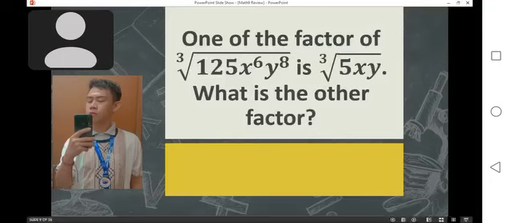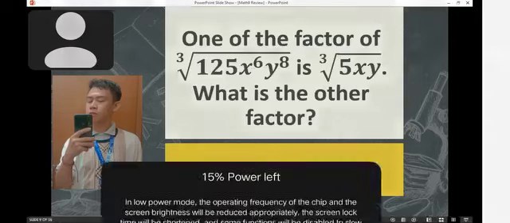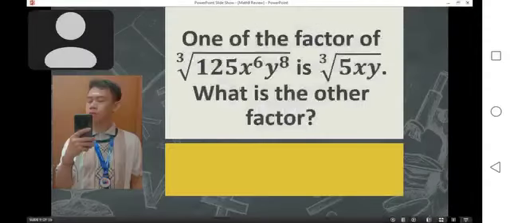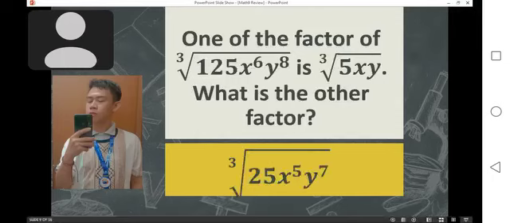By the law of exponents, we will simply subtract the exponents. So 6 minus 1 is 5. That means the exponent of x is 5. In y to the 8 divided by y, the same process applies. We simply subtract 8 and 1. 8 minus 1 is 7, and that is the exponent of y. Therefore, the other factor is the cube root of 25 x to the 5th y to the 7th.